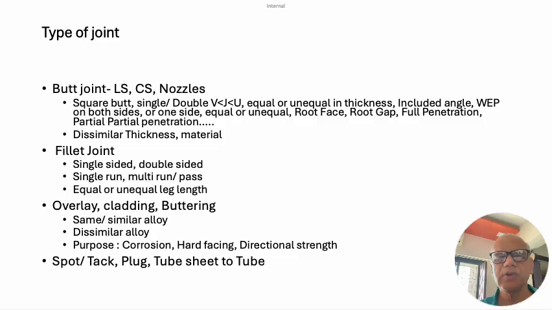So to get a feel of the consumables and the resultant chemistry, let's go to the next slide. Based on these joint types and the selection of the consumables, we will be deciding the number of passes, how to lay them, and what care is required to be taken. So let's move to the next slide now.